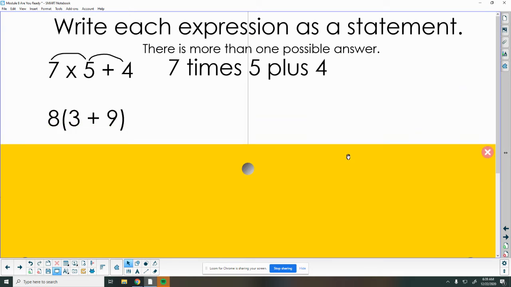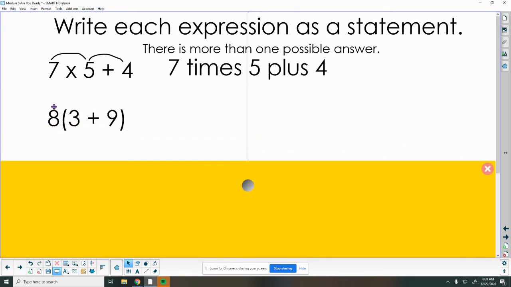So let's try this next one here. So now we have 8 groups of 3 plus 9. So we're going to take 3 plus 9 and then multiply that by 8. And we need to be clear when we're writing this that we want to do 3 plus 9 first. So I'm going to actually write about that first. Even though it's at the end of the problem, it has these parentheses to tell us to do that first.